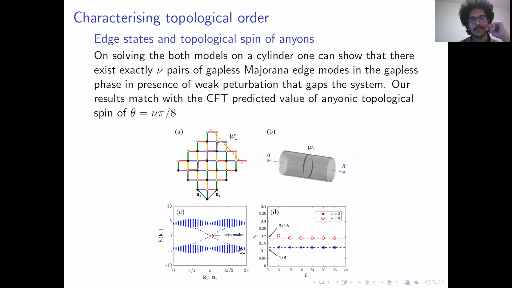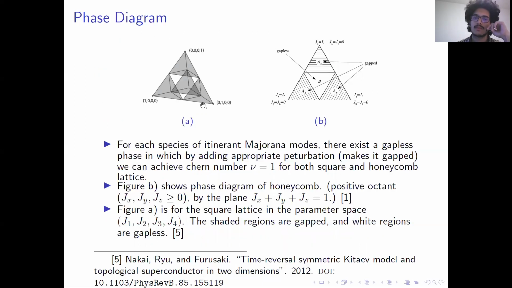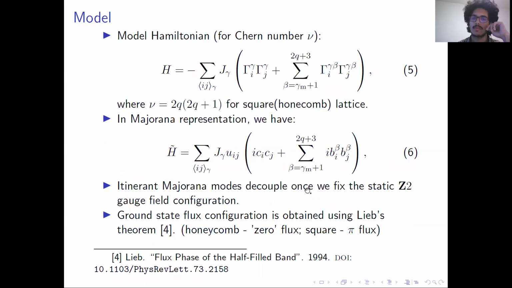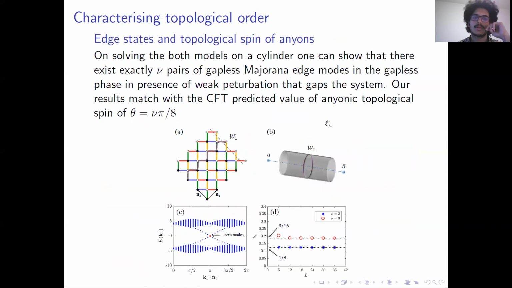Okay, let's go fast. Characterizing topological order. We have models which have itinerant Majorana modes of Chern number 1, and the total Chern number would be equal to the number of itinerant Majorana modes, which is nu. So we have all possible Chern number models. Let's check if they have edge states and topological spin of anyons to characterize the topological order.